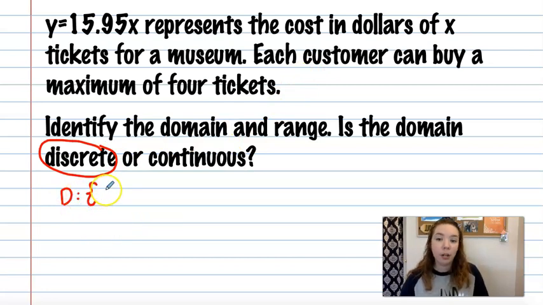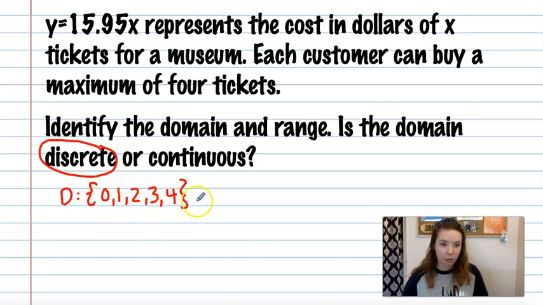Now my domain, it says each customer can buy a maximum of 4 tickets. So my options are to buy 0, 1, 2, 3, or 4 tickets. And I would write it in a list like this from our notes yesterday since it's discrete.